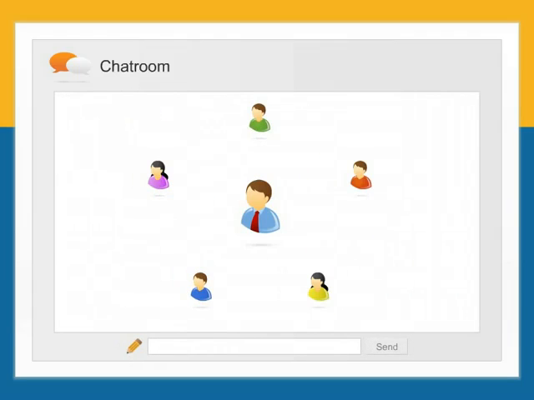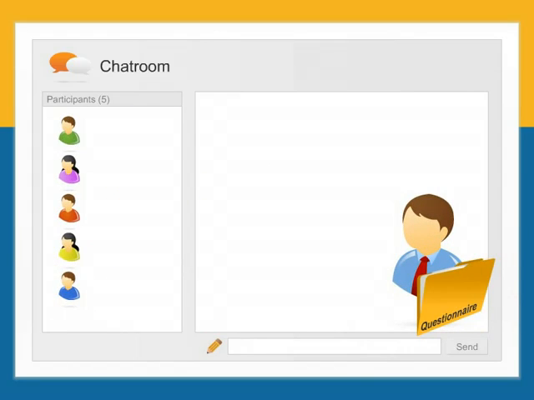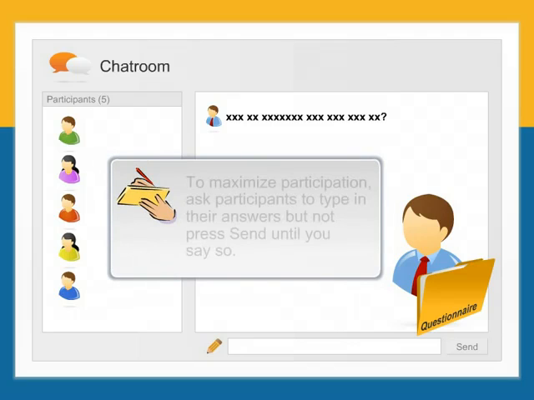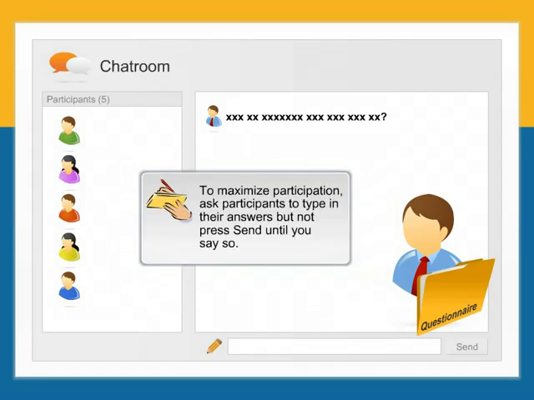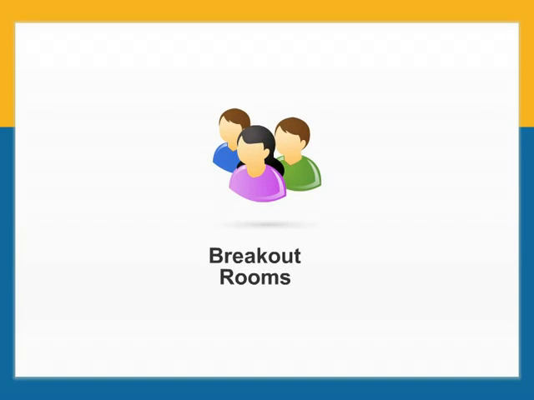To create collaborative exercises using chat, you can use it as a brainstorming tool where participants share as many ideas as possible in a short period of time. You can use it to copy and paste pre-written questions and exercise instructions that you want to use, or to have participants answer questions directly in the chat. Just a tip here though, to maximize participation, ask participants to type in their answers but not press send until you say so.